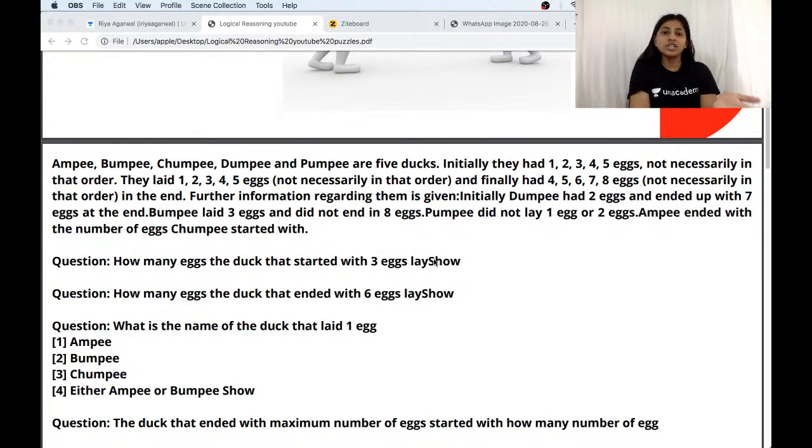Okay? So initially they had some eggs. You have to figure out how many eggs each of A, B, C, D, P had. And then they laid more eggs. So after that the final eggs are also given. So using all this information you will have to figure out how many eggs Ampy, Bumpy, Chumpy, Dumpy and Pumpy had initially, how many eggs they laid, and how many eggs they had finally. You will have to arrange this. You will have to match these.